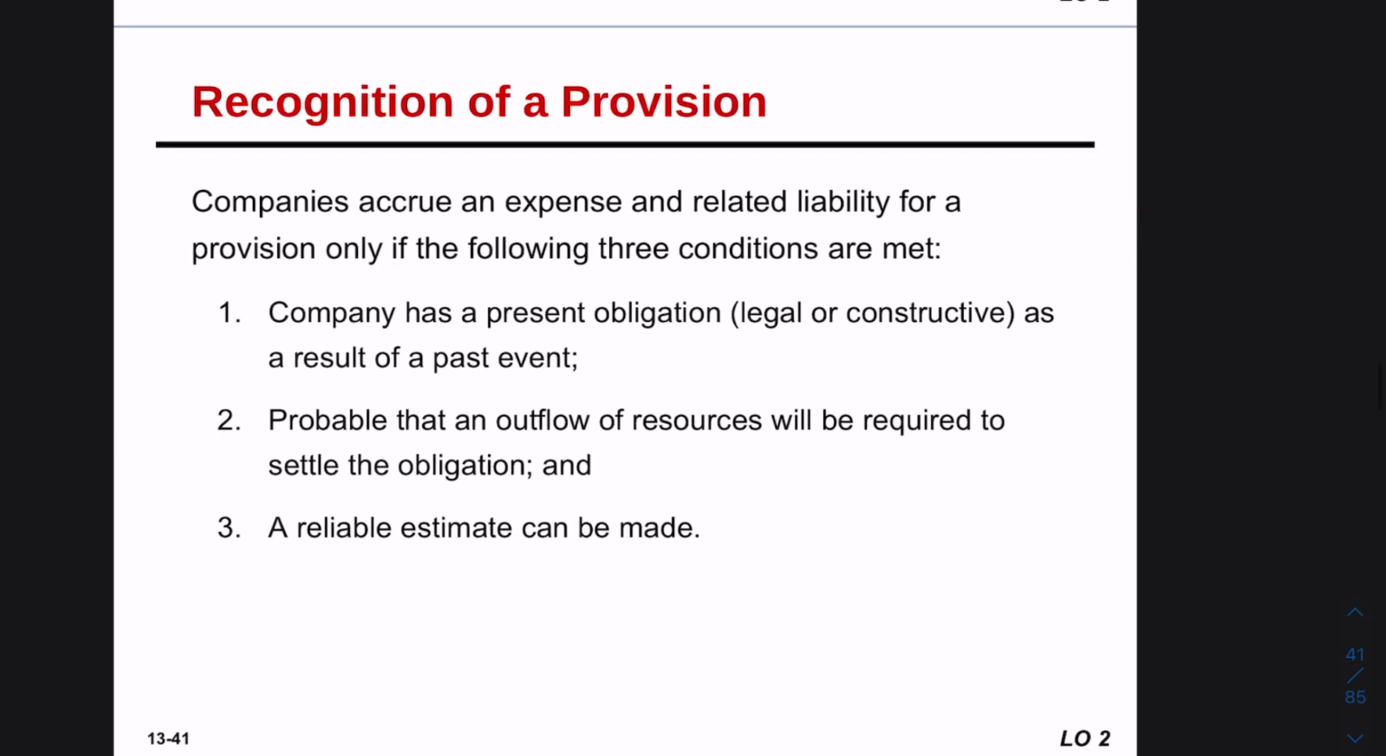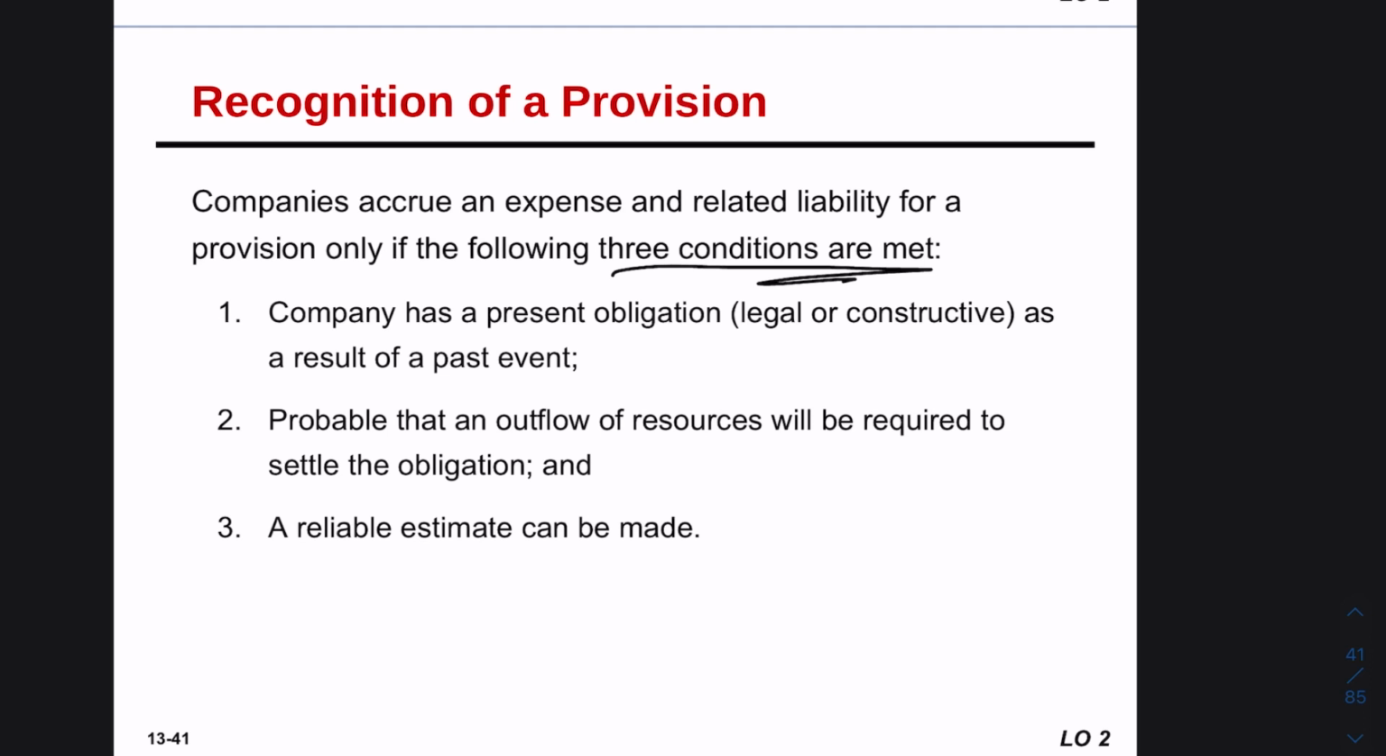So for recognition of a provision, when do you recognize the provision? The company records an expense and related liability for a provision only if the following 3 conditions are met. So these 3 conditions should be met to be able to recognize the provision. The first condition is that the company has a present obligation, legal or constructive, as a result of a past event.